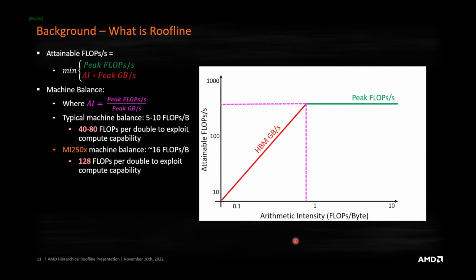And so your typical machine balance is usually around 5 to 10 flops per byte. And if you're working in double precision, that translates to about 40 to 80 flops per double you need to do in order to land a data point right on that knee to exploit the full compute capability. For MI250X, it's a beefy throughput device. We're looking at 16 flops per byte. So again, going back to double precision, you need to be doing 128 flops per double of data movement to exploit the full compute capability, to have a workload that is compute bound on the MI250X.